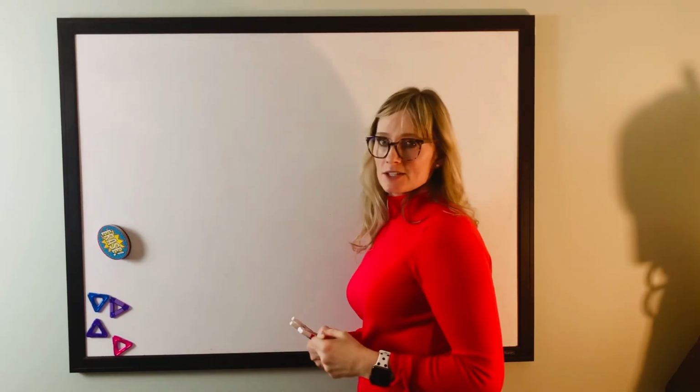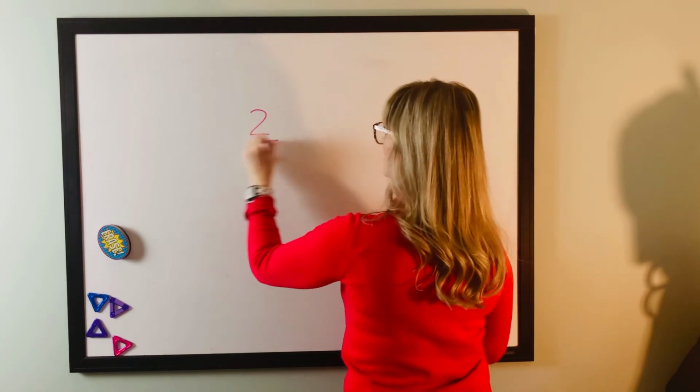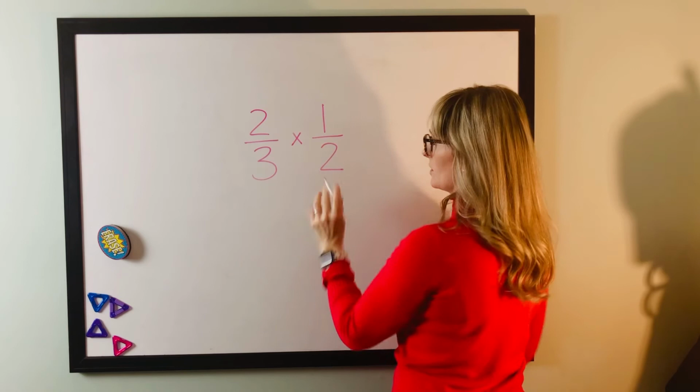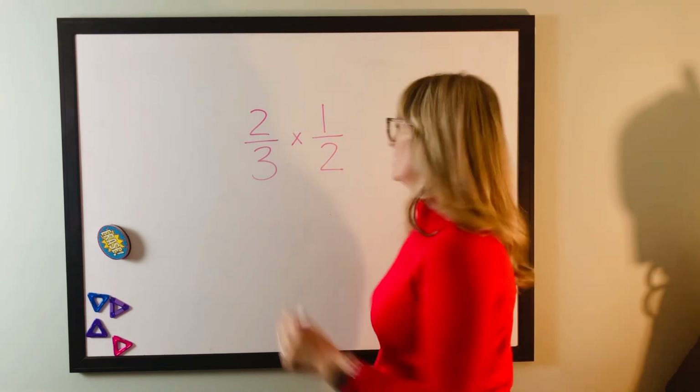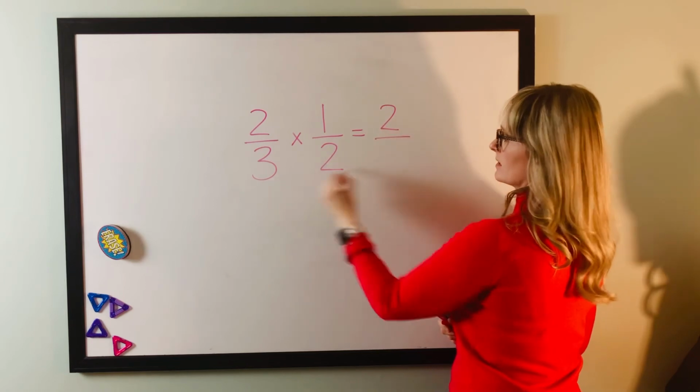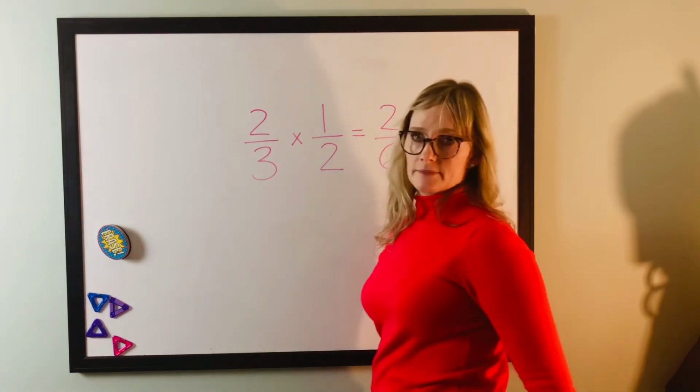What about multiplication and division? So let's say I have 2 thirds multiplied by 1/2. Okay, what does that actually mean? Well, I can tell you right away that you multiply the numerators and you multiply the denominators, and that's your answer.